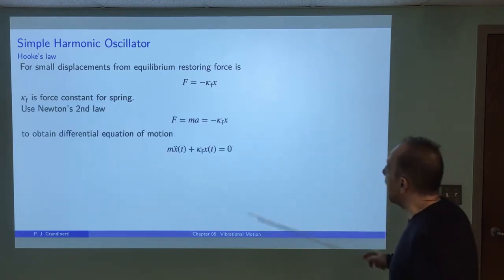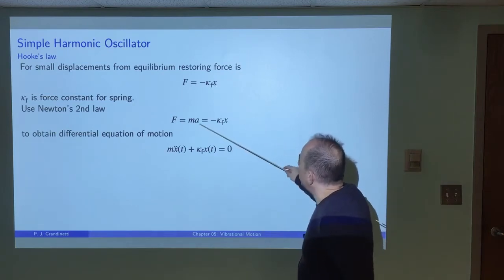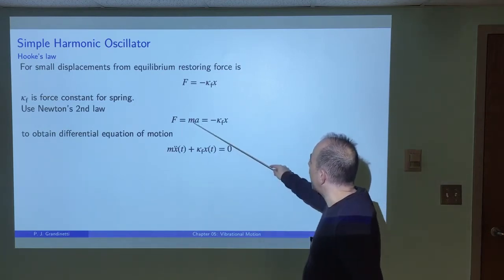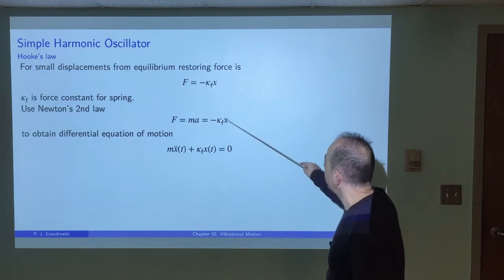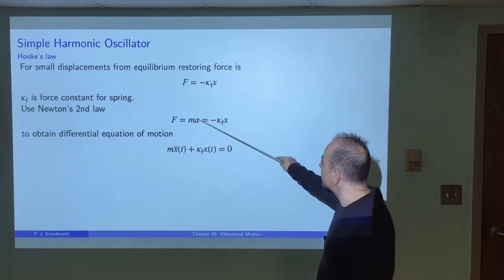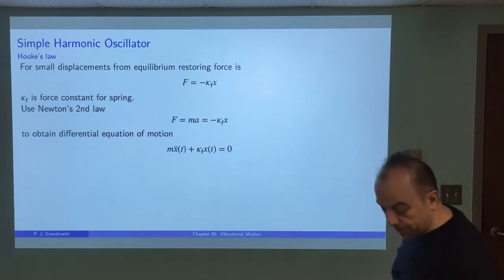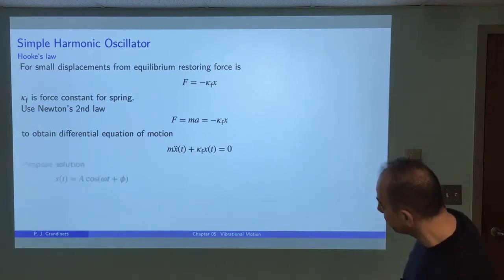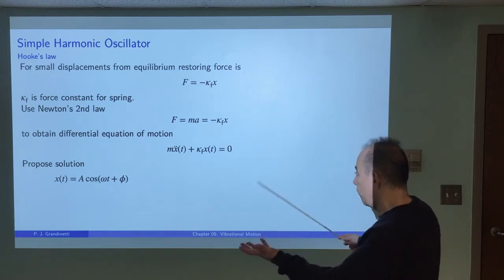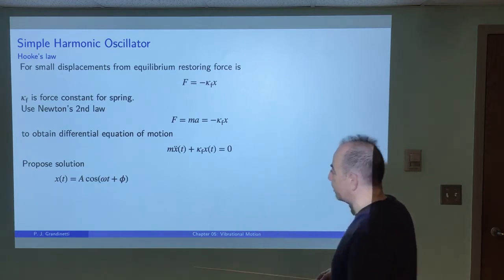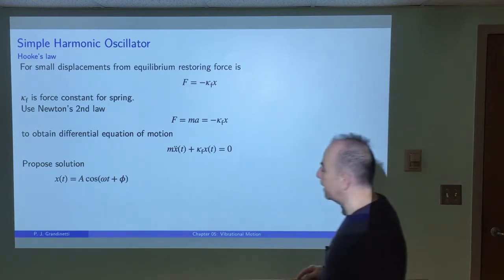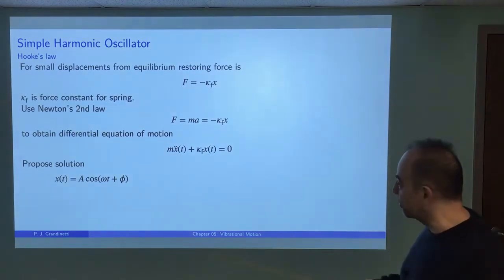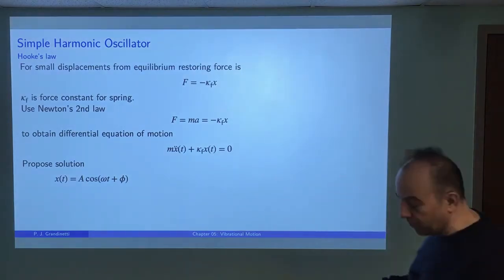Taking that force from the spring and using Newton's second law, mass times acceleration is equal to our force, then we can rearrange this. This is the second derivative of the position, which gives us this differential equation here. Now, for a differential equation like this, we simply propose a solution, substitute it in, see if it satisfies this equation, and then we have a solution.